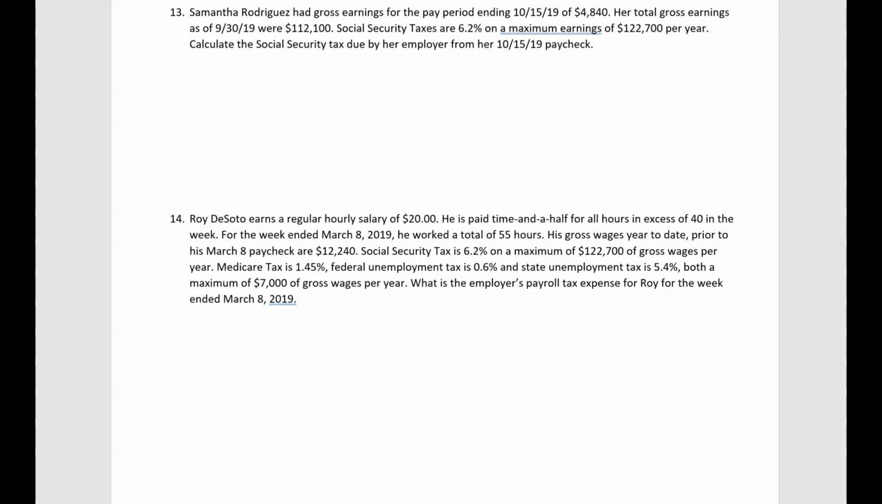She has not met the cap yet. If you take what she has made as of the end of September and you add what she makes every pay period, $48.40, she still does not reach that cap yet. So her full amount of $48.40 is going to be taxed for Social Security.